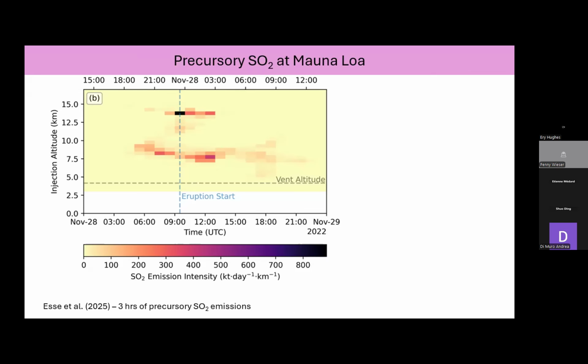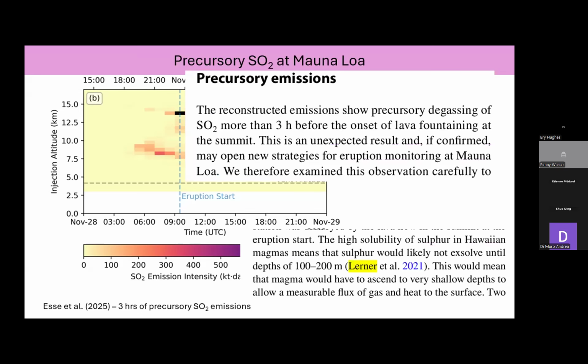At the time this paper was published, this was quite confusing. And that is because it's typically thought in Hawaii that sulfur only begins to degas in the final few hundred meters. So this would have required sulfur to be at like 200 meters depth 3 hours before the eruption, and an associated heat or seismic signal was not seen with that. So instead they said, you know, this is a possible way to monitor Mauna Loa, but it's completely unexpected.